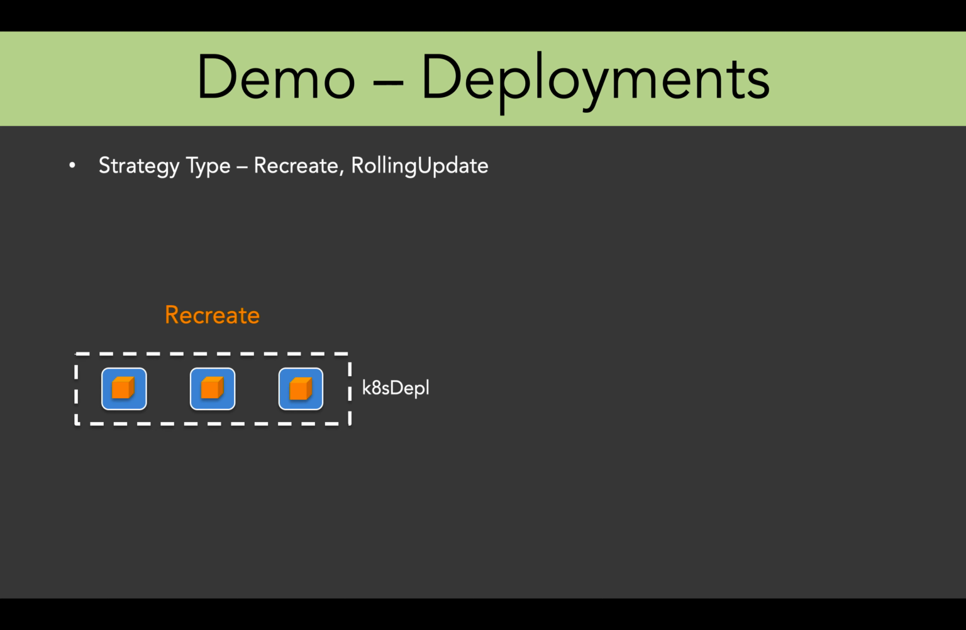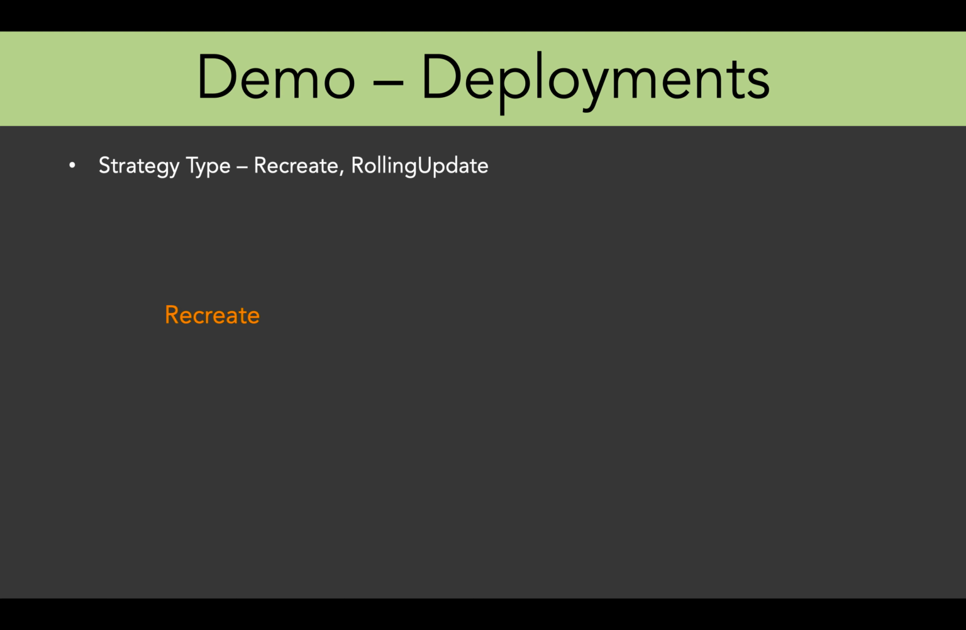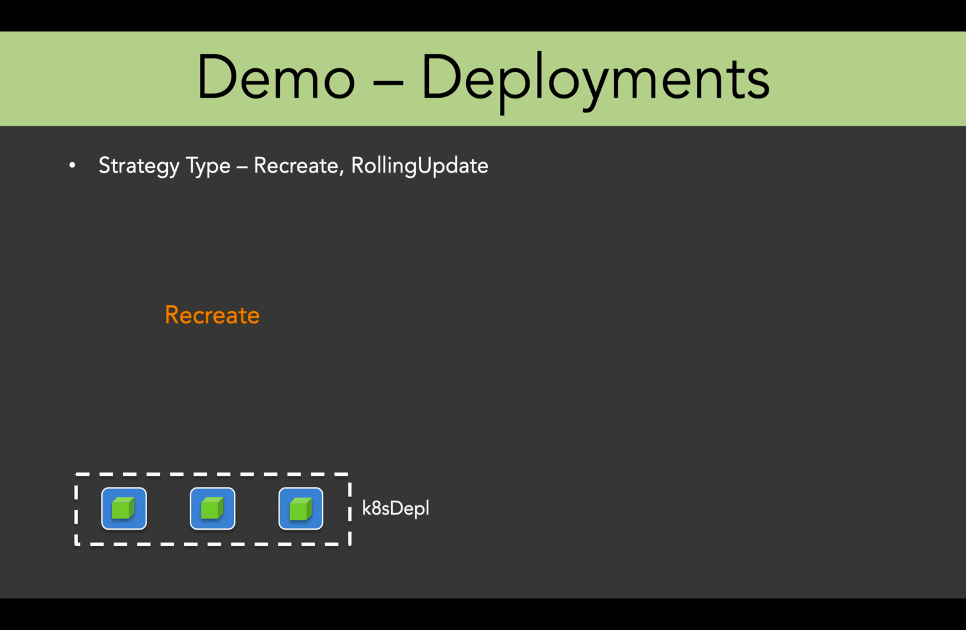For that we use these strategies, and the way recreate works is that, let's say we want to update the container image. So what Kubernetes or the deployment will do, it will launch a new replica set. But before creating the new replica set, the existing replica set will be deleted or wiped out. So after that, the new replica set would be created using the deployment, and the container images would be updated.